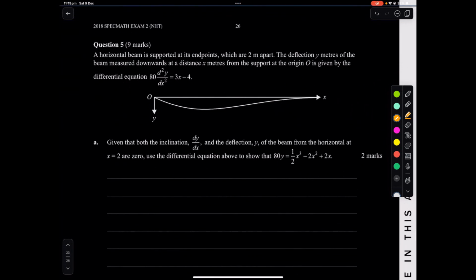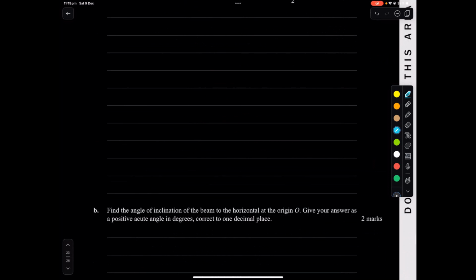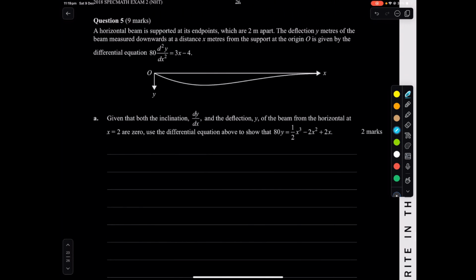That's it. Question 5. A horizontal beam is supported at its endpoints, which are 2 meters apart. The deflection, y meters of the beam measured downwards at a distance of x meters from the support at the origin, is given by this differential equation. Given that the inclination, so dy/dx, and the deflection, which is y, of the beam from the horizontal at x equals 2 are 0, use the differential equation above to show that y is equal to that. Okay, so let's do that.